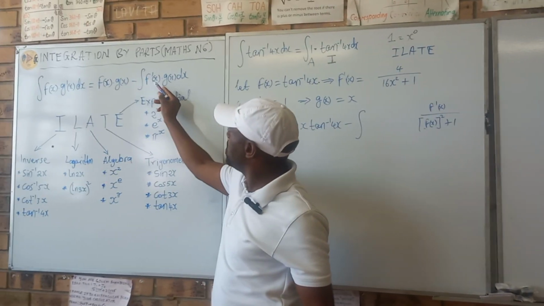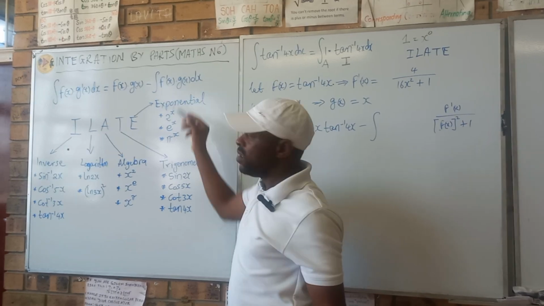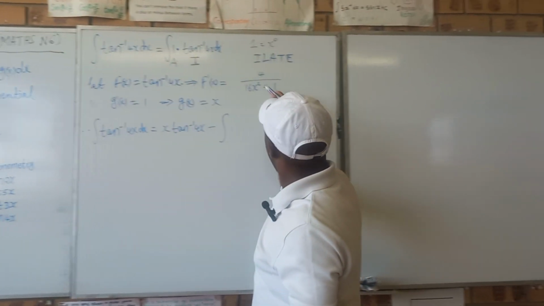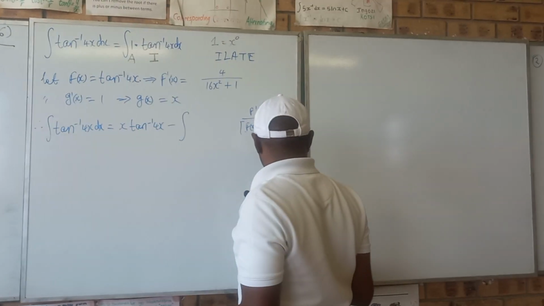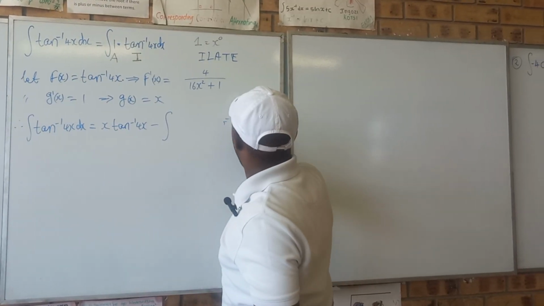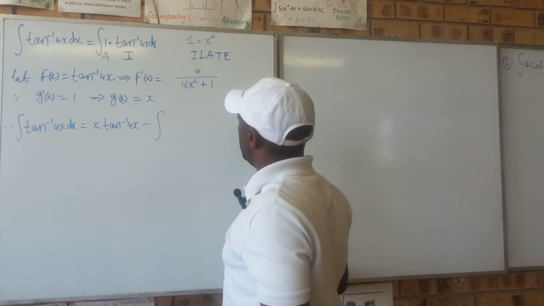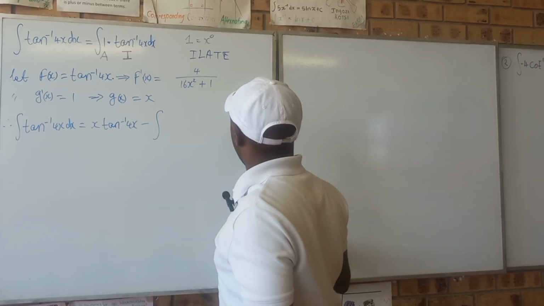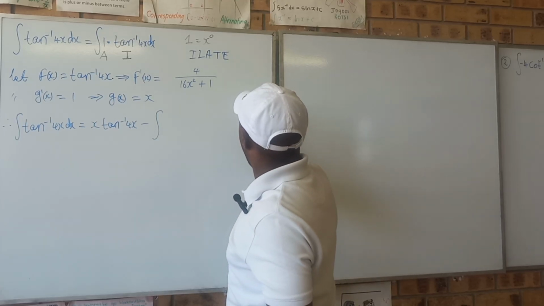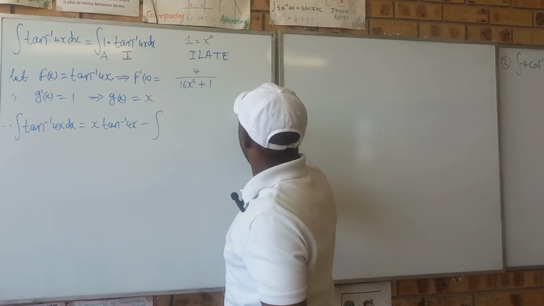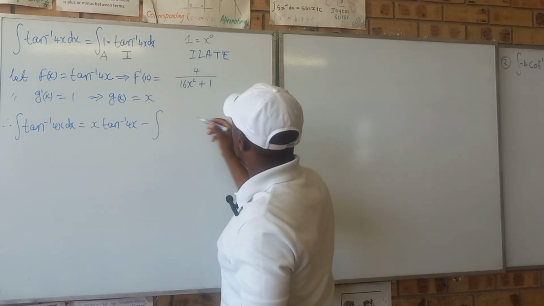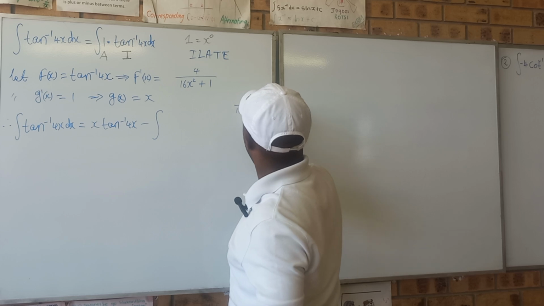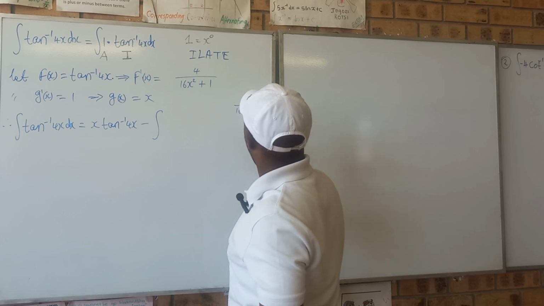You see the formula means f prime g. So where is my f prime? I see it there, and this is my g. So if I were to take time and multiply out my f prime g, you see I will be multiplying 4 on 16x squared plus 1 by g. Since my f prime is a fraction, if I try to write my g as a fraction also, it will be x on 1.